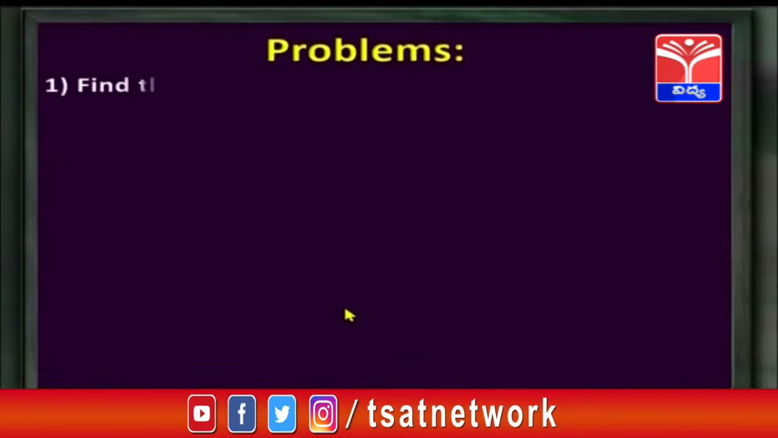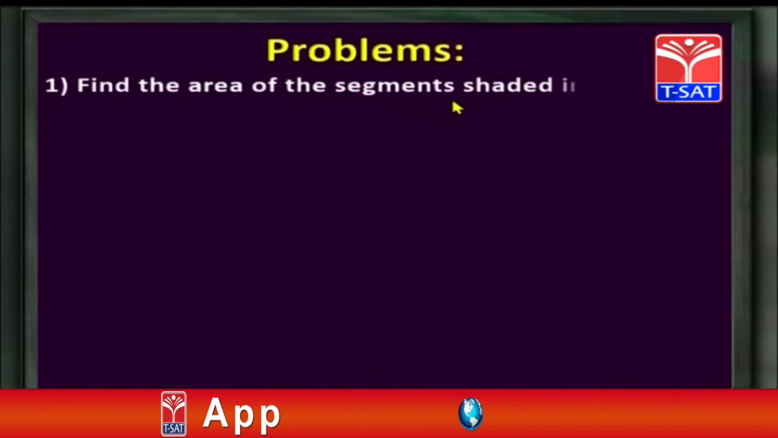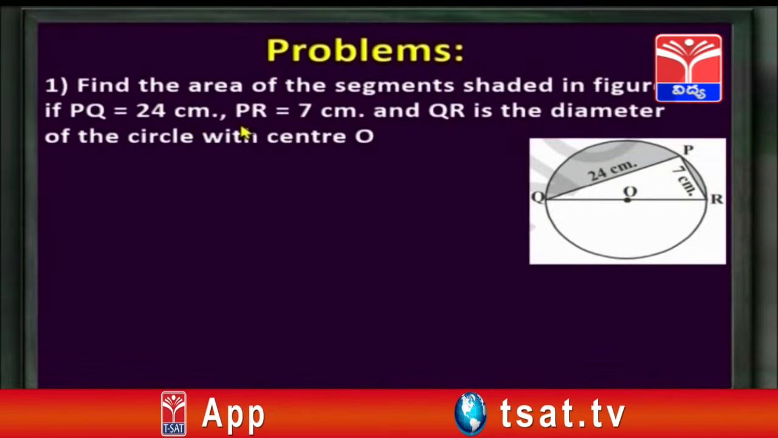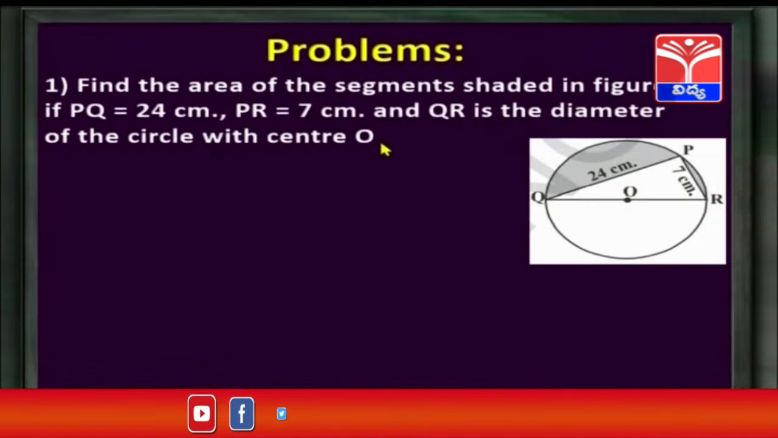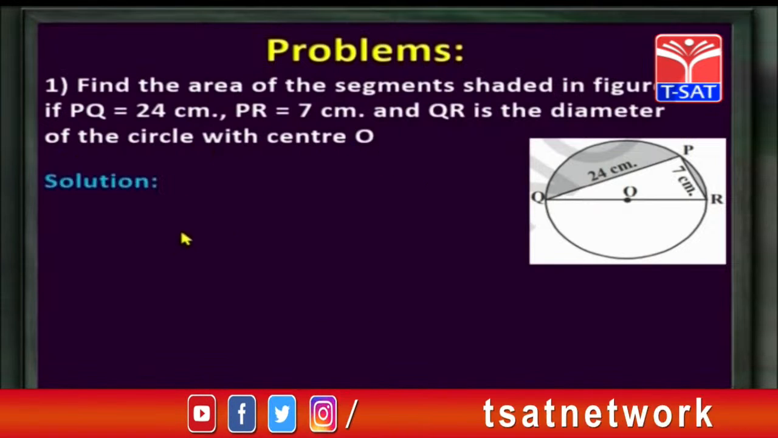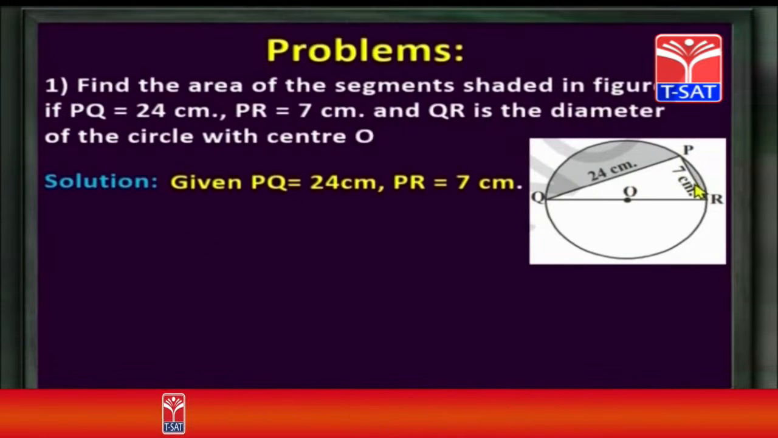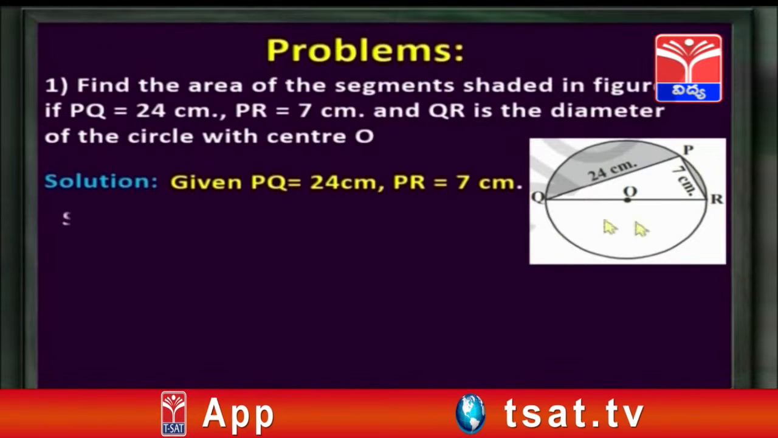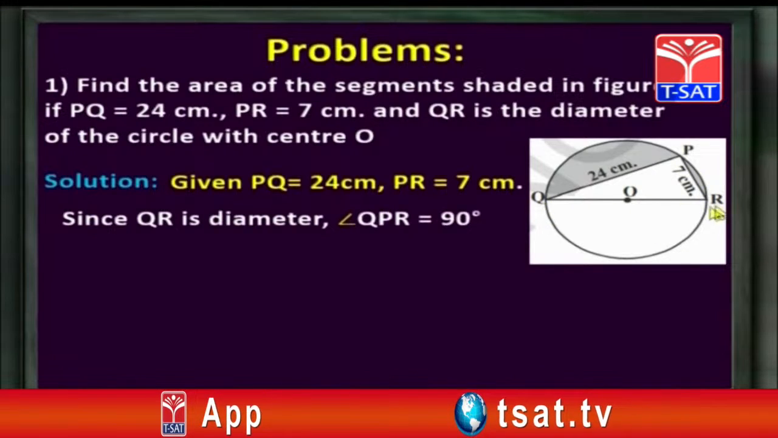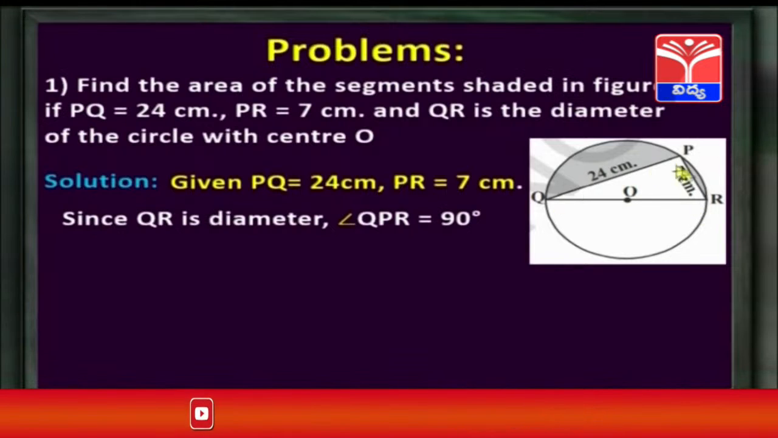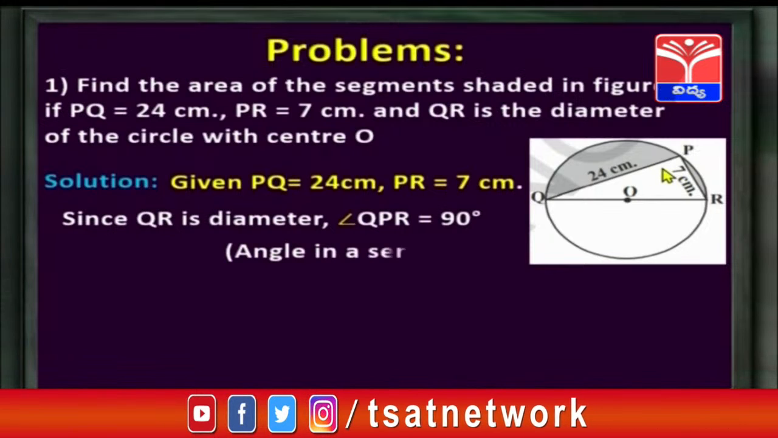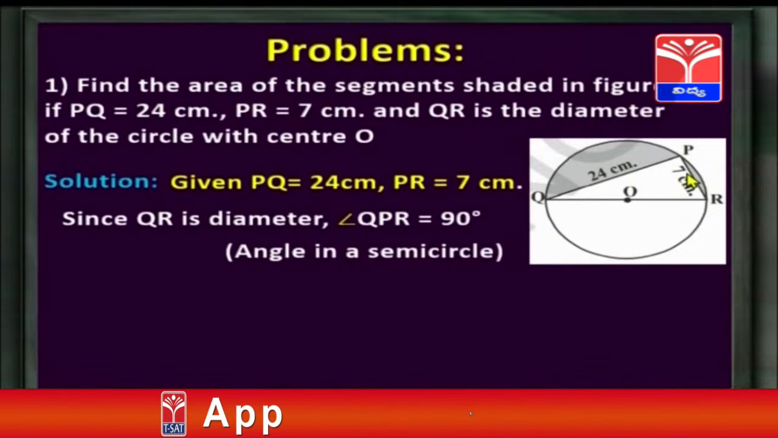Now, let us see some problems based on this. Find the area of the segment if PQ is equal to 24, PR is equal to 7 and QR is the diameter of the circle with center O. Let us solve this. Solution: given PQ is equal to 24 and PR is equal to 7. Here QR is a diameter, then angle QPR is equal to 90 degrees. Why is angle QPR equal to 90 degrees? Because it is an angle in a semicircle. Always, an angle in a semicircle is 90 degrees.